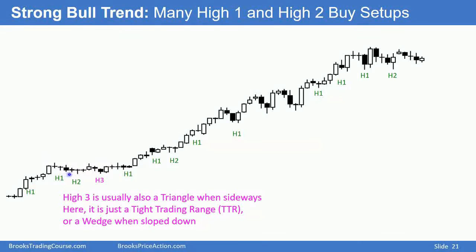So you can call it a tight trading range. You can call it a bull flag. You can call it a high 3. You can call it a triangle. Doesn't matter. You're looking for reasons to get long. And all of those are reasons. You can buy above the high 1, above the high 2, above the high 3. Any of them is fine.